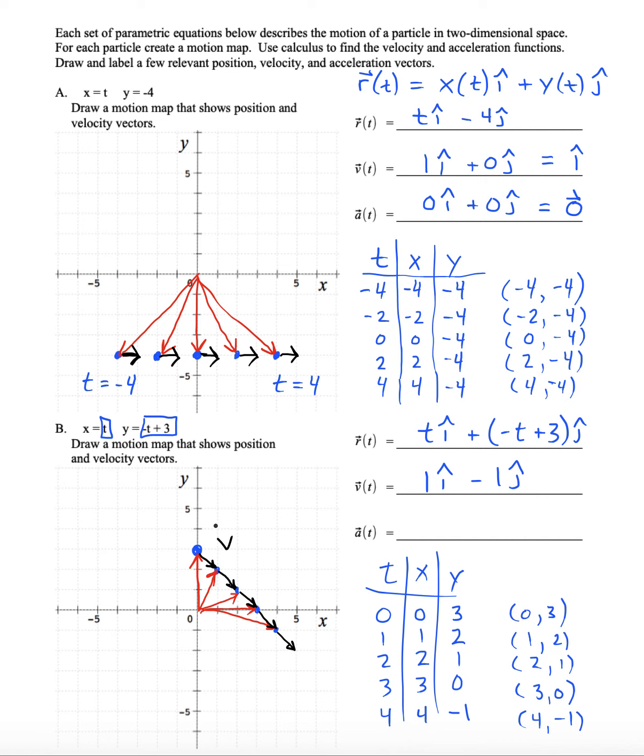Okay, the black represents our velocity. The red represents our positions. Now when it comes to the acceleration, as we can tell, this is going to be a constant velocity object, and we're going to have, yet again, a 0 acceleration.